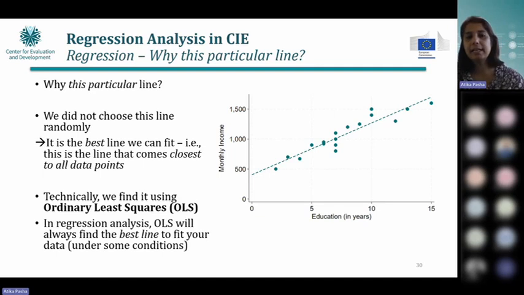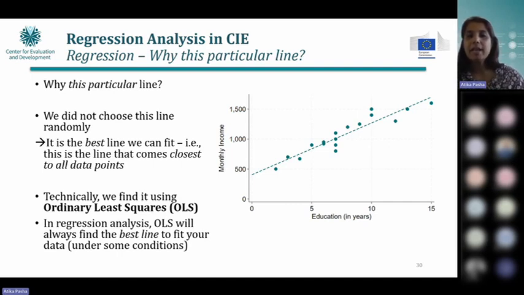So again, as I said, technically, we are trying to find it with the help of something called ordinary least squares. That method, of course, tries to minimize the sum of squares, as I said, a more technical term. However, we don't look at that. If you're interested in this, I can recommend several econometric books about it as well.